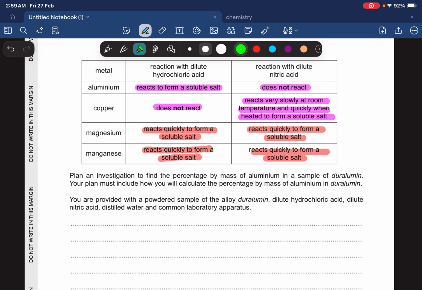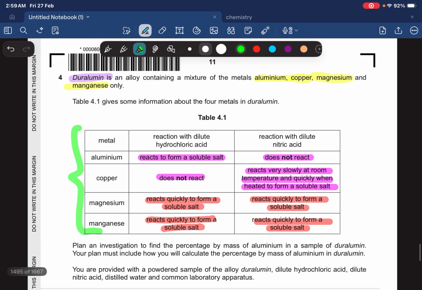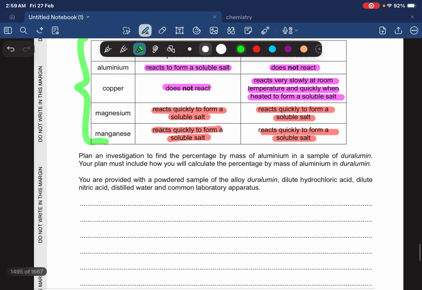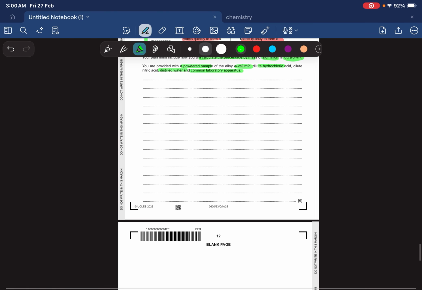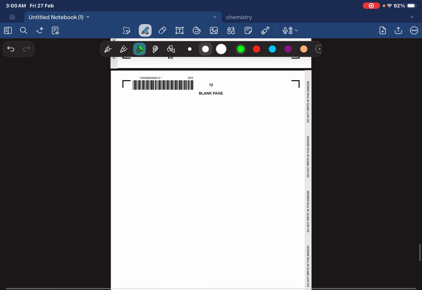Okay, we're given a lot of information. When you're given tables like these that have a lot of information, you've got to extract what you need to write and plan properly what to do. Plan an investigation to find the percentage by mass of aluminum in a sample of duralumin. Your plan must include how you'll calculate the percentage by mass of aluminum in duralumin. You're provided with a powdered sample of the alloy duralumin, dilute hydrochloric acid, dilute nitric acid, and distilled water, in common laboratory apparatus. Okay, so now I'm going to draw a diagram and help you realize how we're going to carry out the procedure.